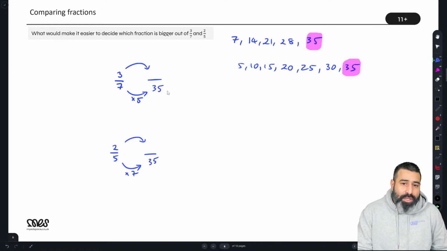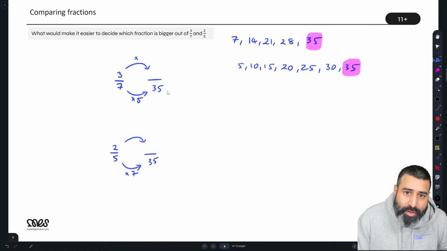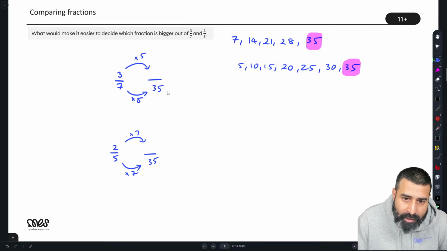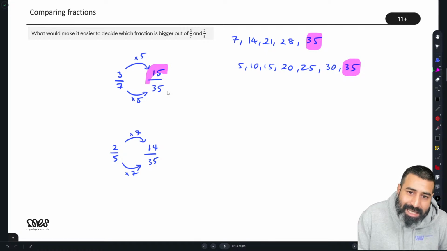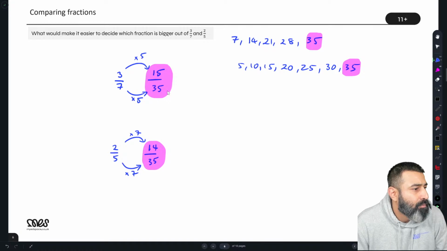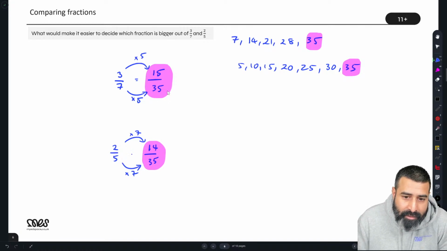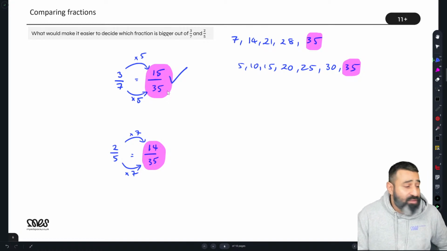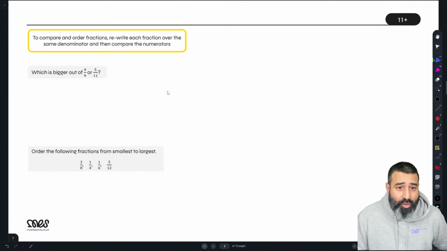But remember, whatever we do to the denominator, we have to do to the numerator as well, okay? So 3 times 5 is 15. 2 times 7 is 14. So now my denominators are the same. I can actively compare the two. Which one is bigger now? Okay, fire away in the chat. It is absolutely 3 over 7, okay? So these are my equivalent fractions. This is bigger than this, because 15 over 35 is bigger than 14 over 35. So 3 over 7 is bigger. Okay, that's it. That's all we have to do.